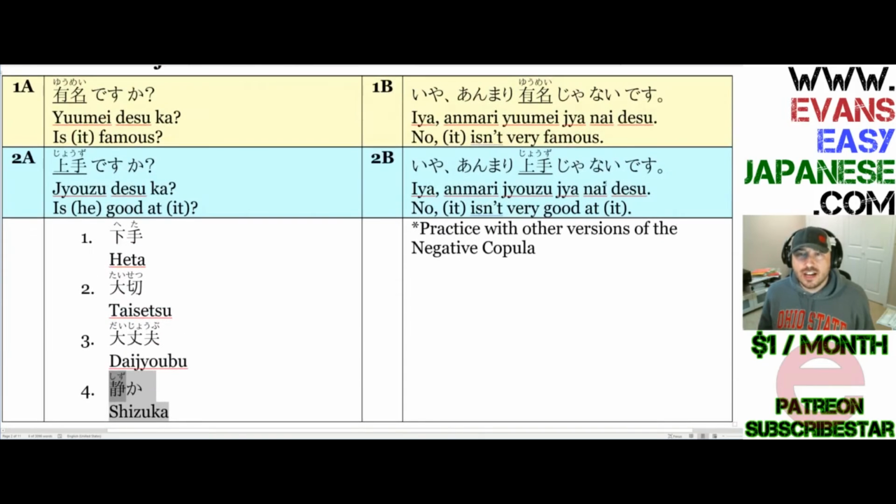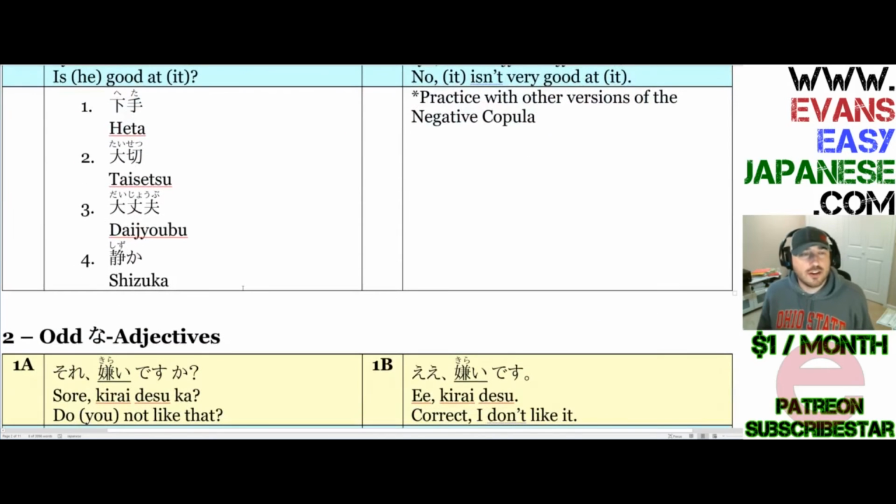All right. Unfortunately, there's 2 more negative copulas. So we've done the ja naides and we've done the ja arimasen. So now we have to do the dewas. So let's do dewa naides. Dewa naides, okay? Okay. Great. Oh, thank you, Kayla.